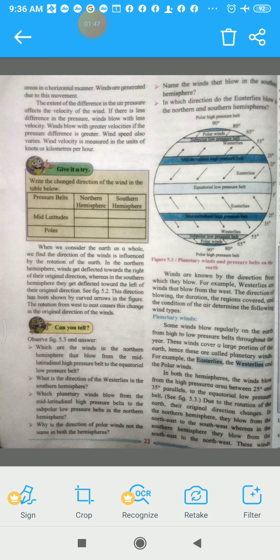I have already explained the first paragraph at the top of page number 22. Then come to the second paragraph. When we consider the earth as a whole, we find the direction of the winds is influenced by the rotation of the earth. So as we go on studying, when we consider the earth, we see the directions of the winds are changing due to what? Due to the rotation of the earth. So let us see how these changes happen and in what direction the winds are changing.